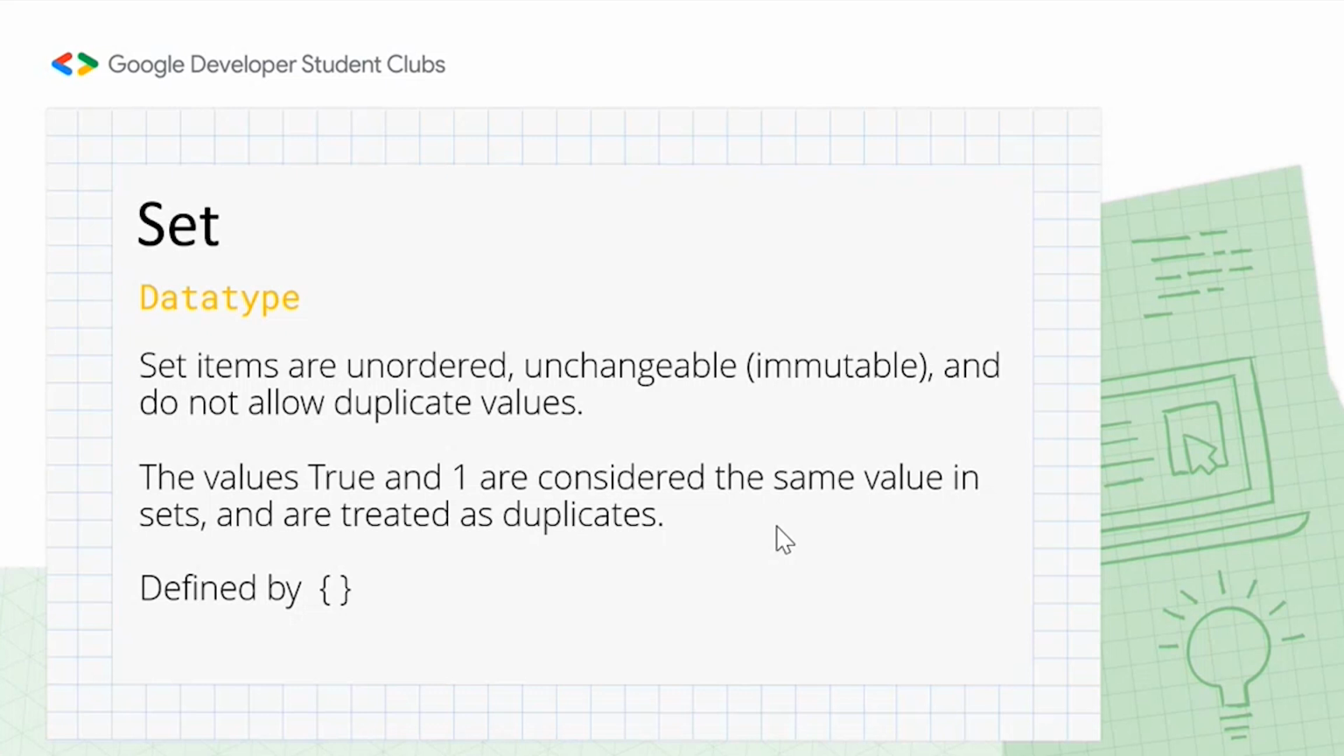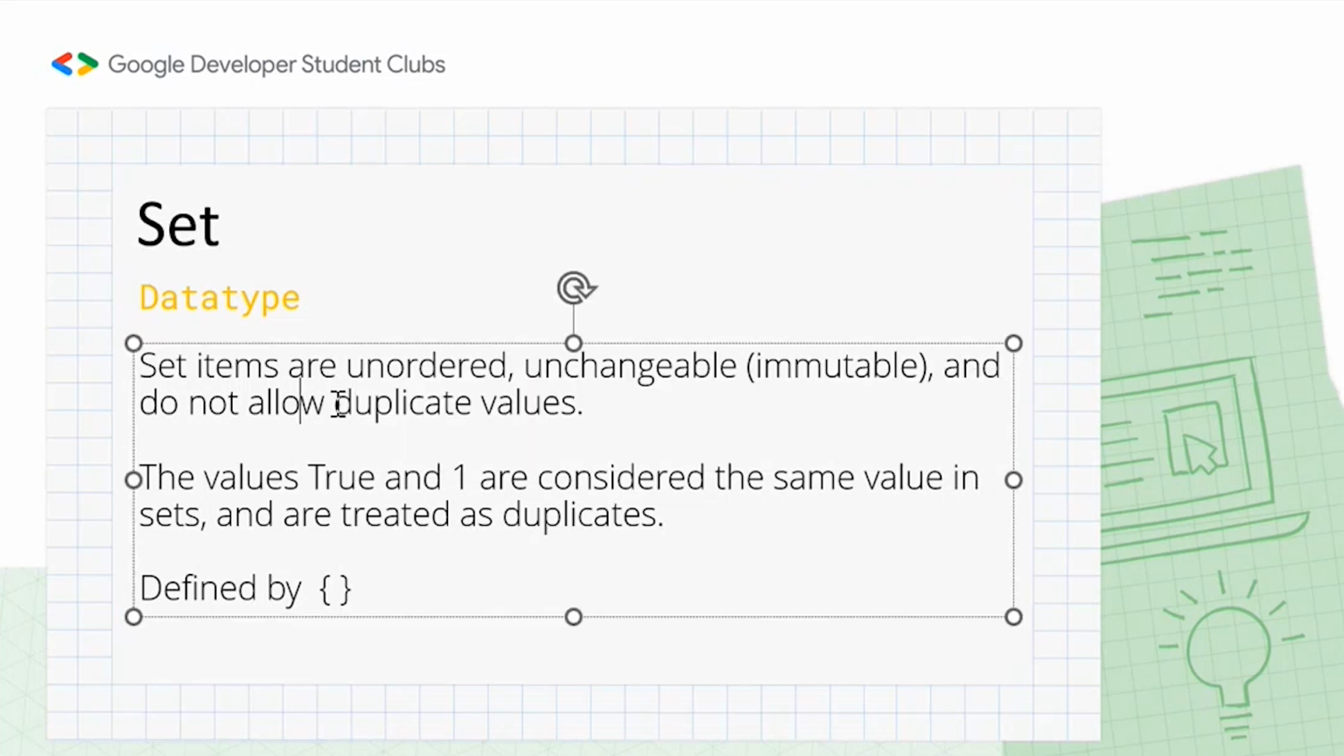A set is unordered. And also, since no duplicate values are allowed, you can't give 1 two times. It'll just show the 1 only once. The values of true and 1 are considered the same in a set and are treated as duplicates. What that means is basically, in a set, if you have two elements, one is true and one is the number 1, the set will consider both of them to be the same, take only one of those values, and remove the other.